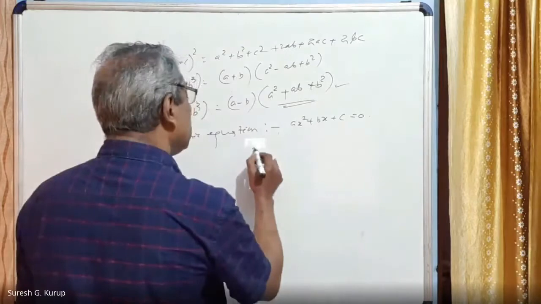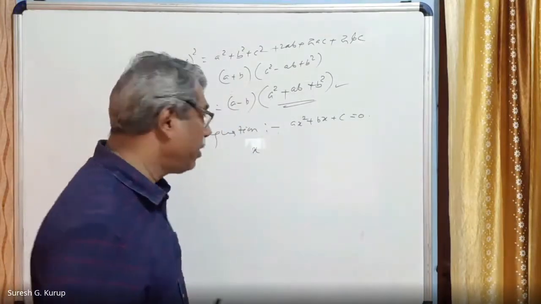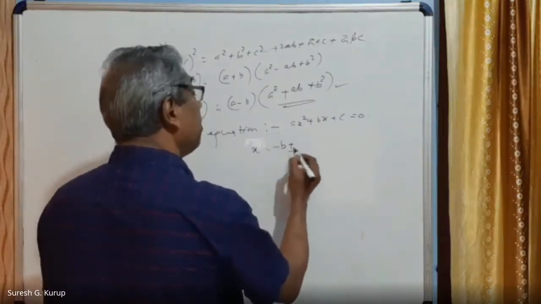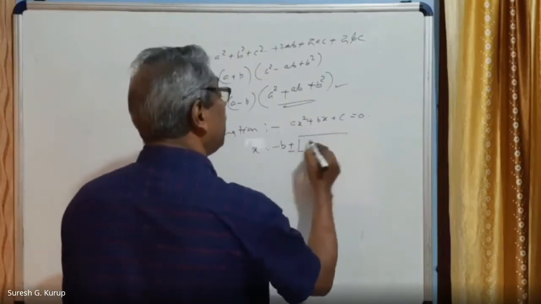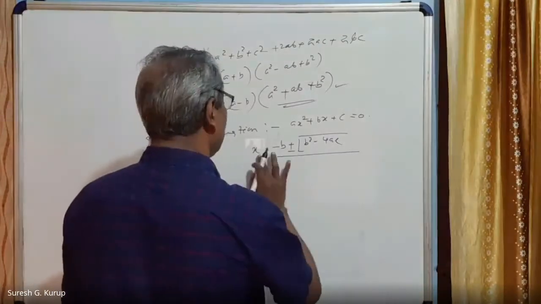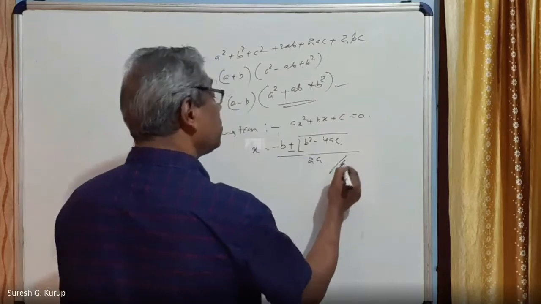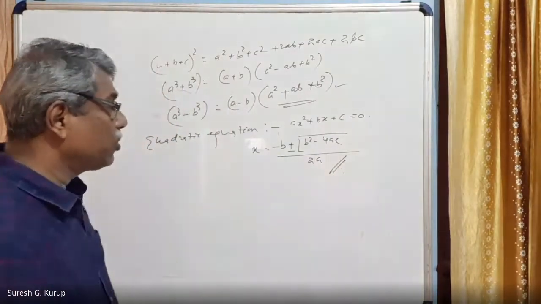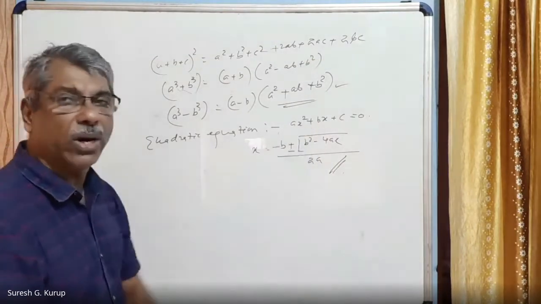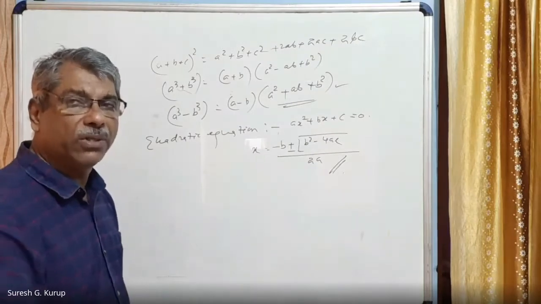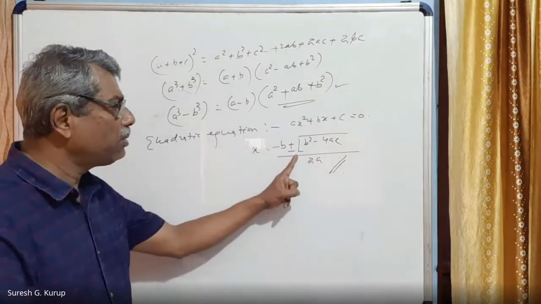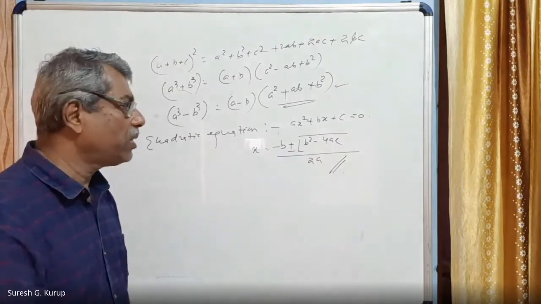x is the variable. What is the root of the variable? x is equal to minus b plus or minus the root of b² minus 4ac, the whole divided by 2a. So this is the root of this equation ax² + bx + c = 0. This equation is called a quadratic equation. The root of the variable of this equation is given by x = (−b ± √(b² − 4ac)) / 2a.